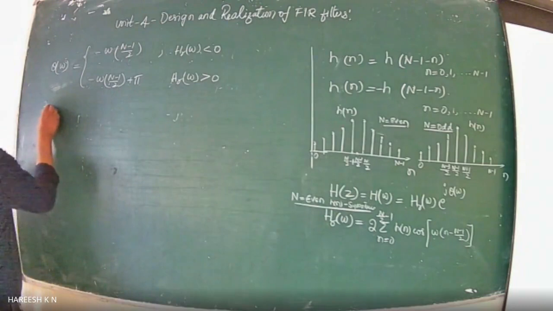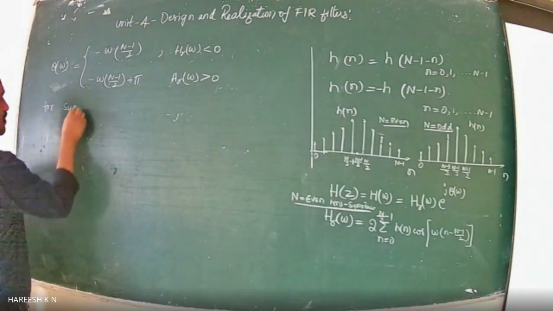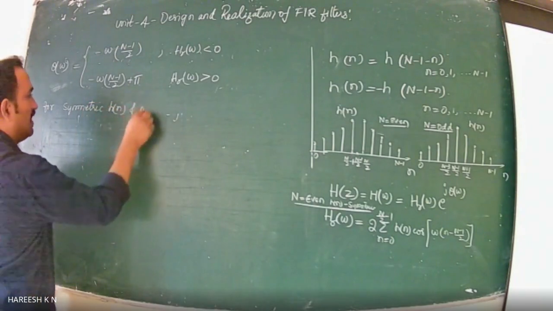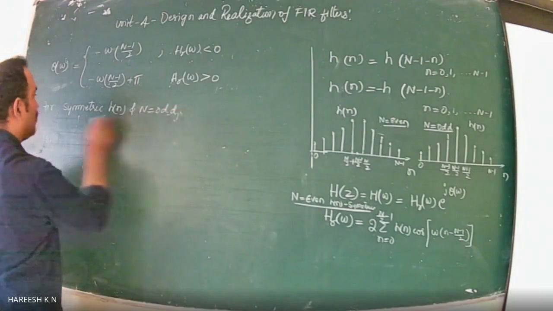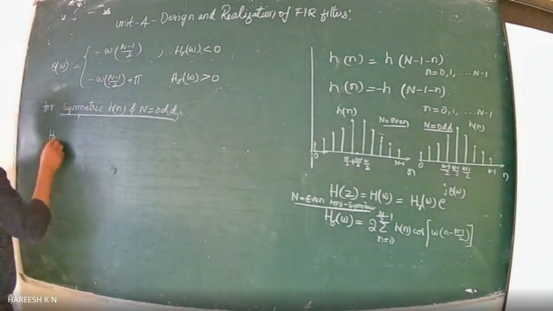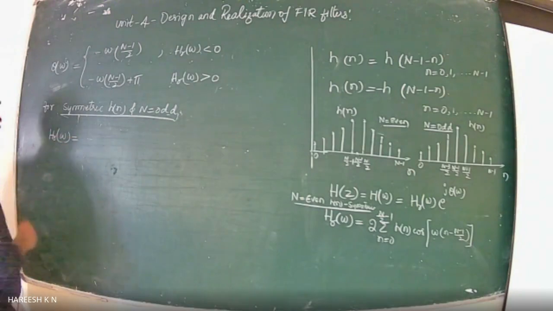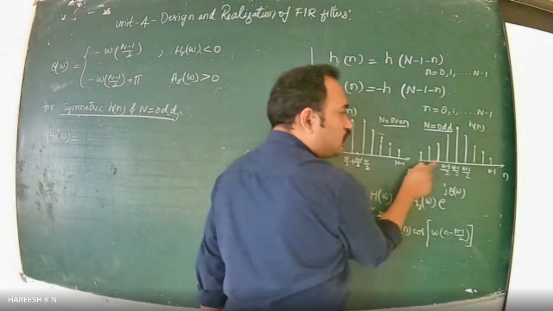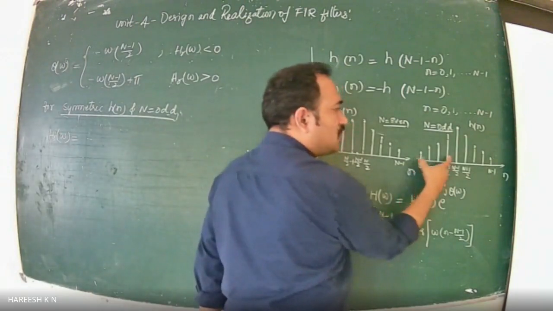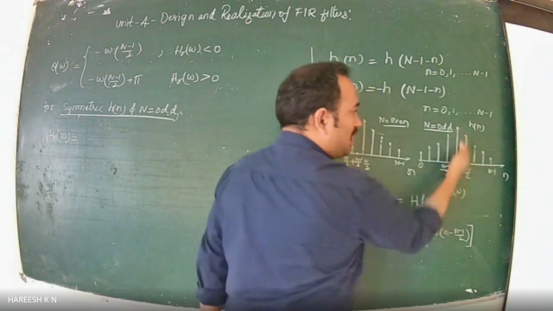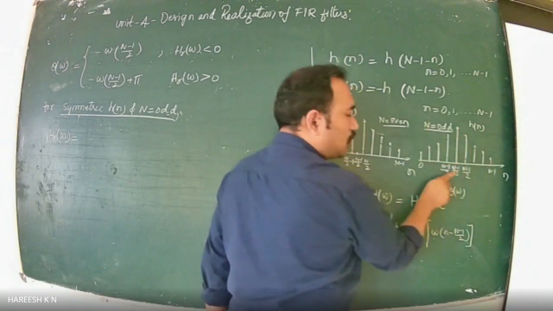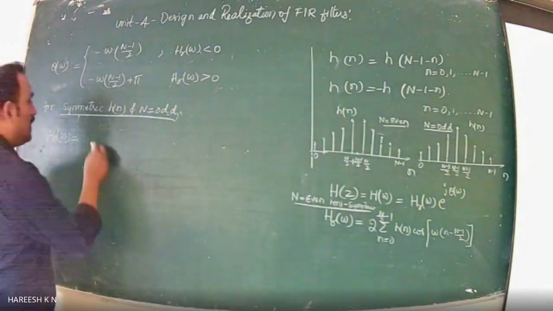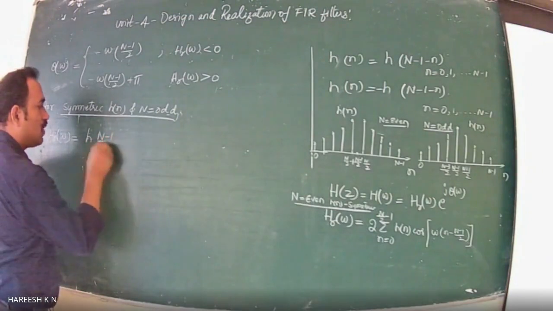Now this is for n even and impulse response symmetric. Now for symmetric h of n and n odd, h_r of ω will take the form. With respect to odd, the samples from 0 to (N minus 3) divided by 2 are repeating on that side as well. Only one sample is unique, at the location (N minus 1) divided by 2, isn't it? Therefore I can split that mathematically as h of (N minus 1) divided by 2.